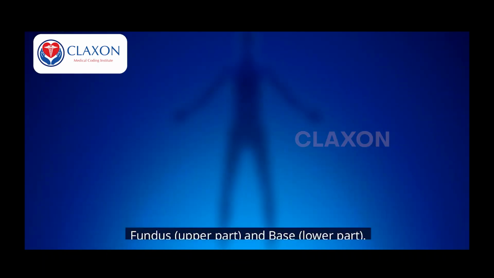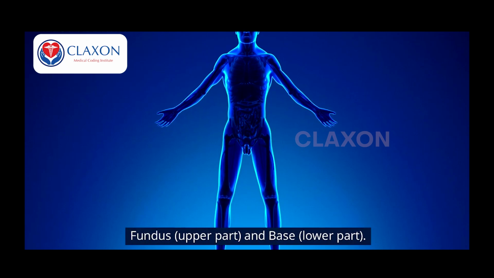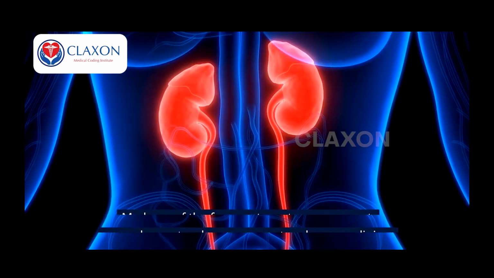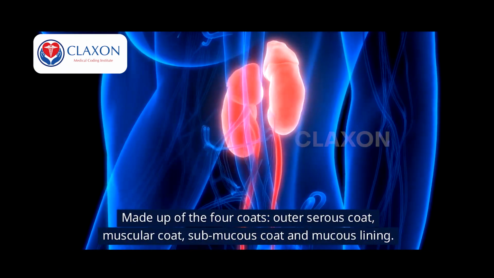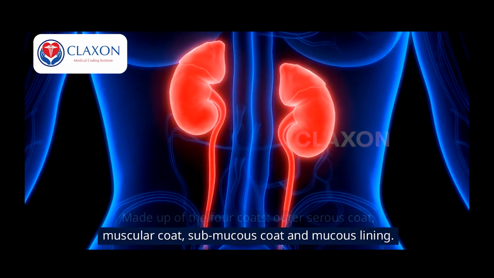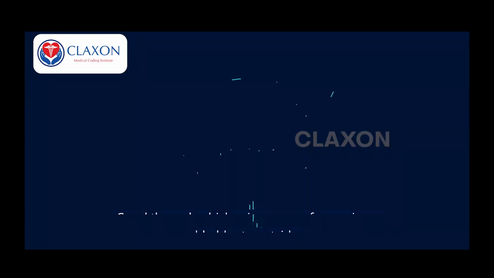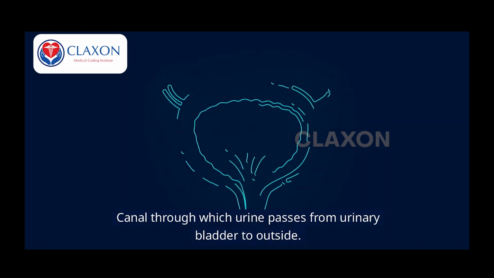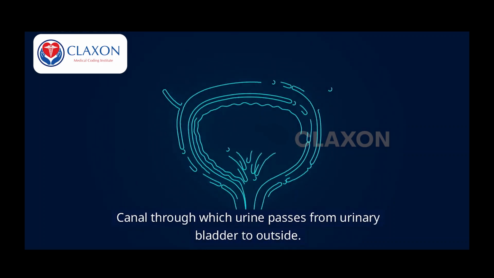The urinary bladder has a fundus, the upper part, and a base, the lower part. It is made up of 4 coats: outer serous coat, muscular coat, submucous coat and mucous lining. The urethra is the canal through which urine passes from the urinary bladder to the outside.